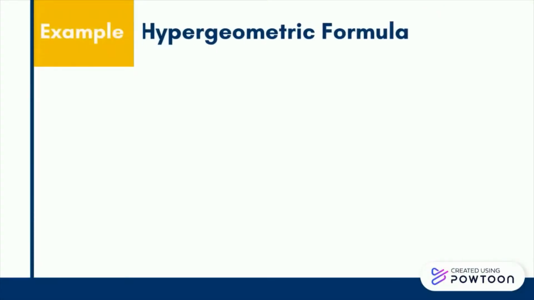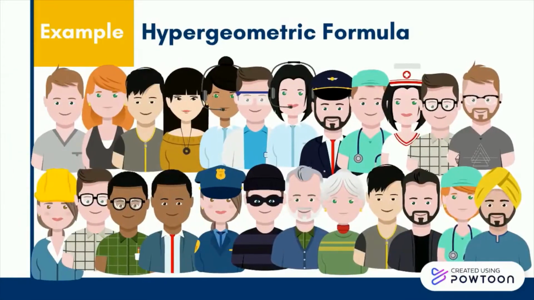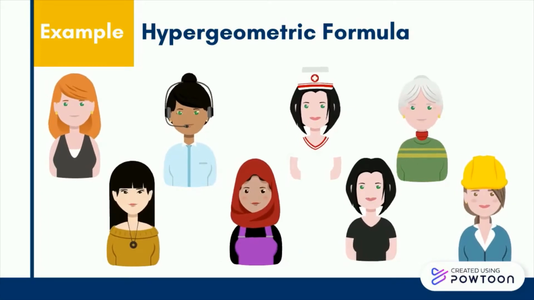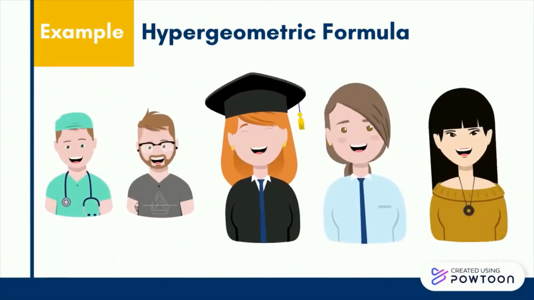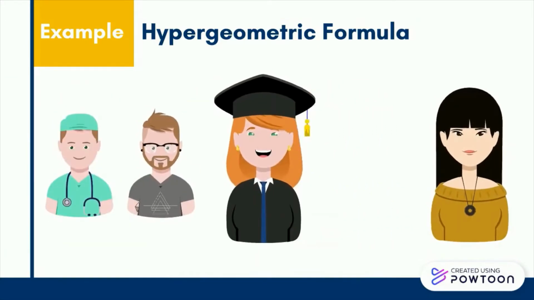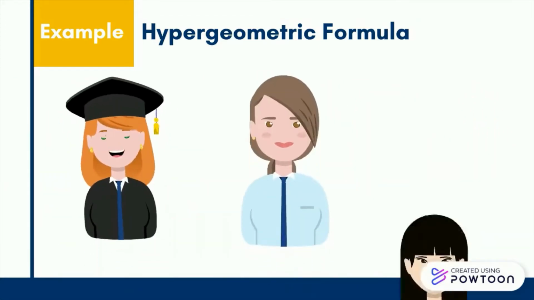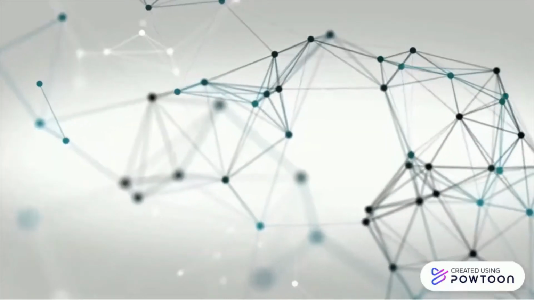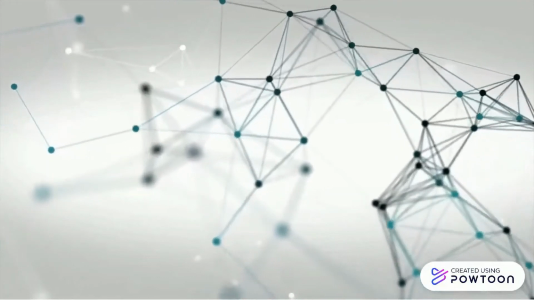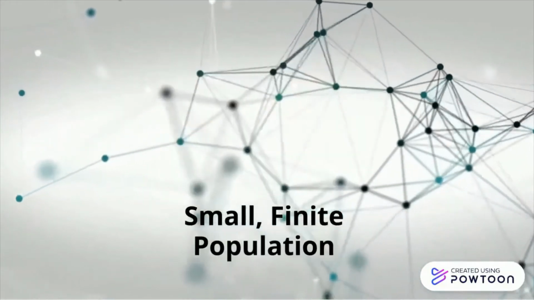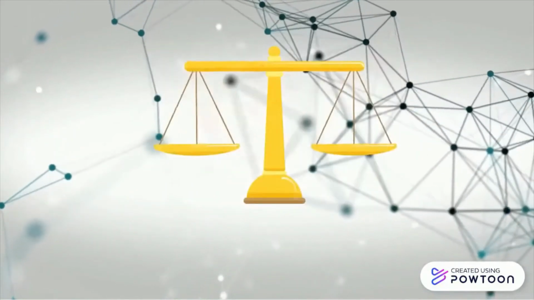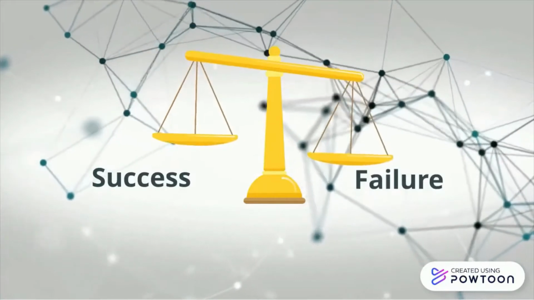To illustrate the hypergeometric formula, here is an example. If there are 24 people, of whom 8 are women, who apply for a job, and 5 of the applicants are sampled randomly, what is the probability that exactly 3 of those sampled are women? In the illustration, the given example has a small finite population. The sample size is 21% of the population, and hypergeometric is the appropriate distribution.